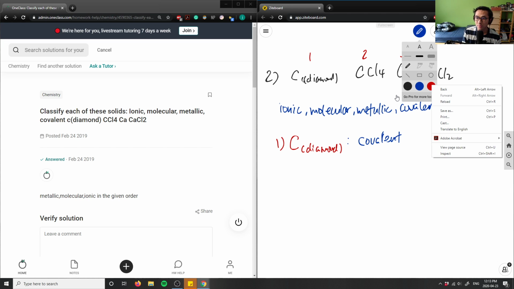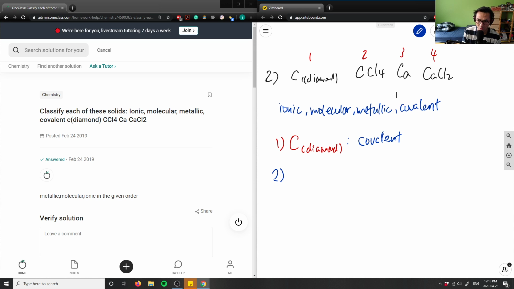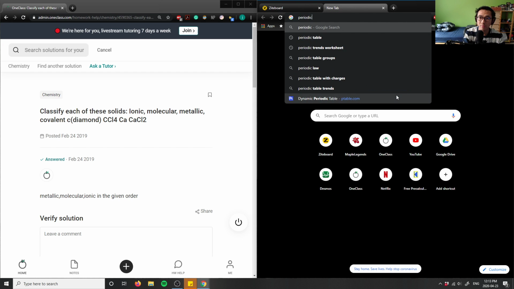Let's look at number 2. Number 2, we have CCl4. So CCl4, and what compound would this be? Or how would I label this compound? Again, all we have to do is look at the chemical formula, right? Our first guy here is carbon, and we know carbon here is a nonmetal. You can look at the periodic table if you need help with this. So let me look at the periodic table.